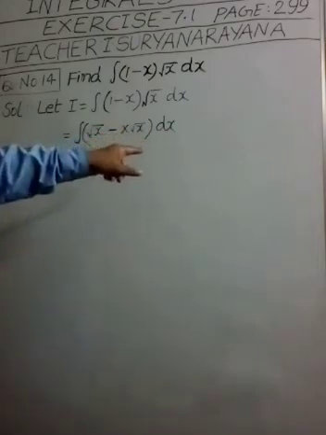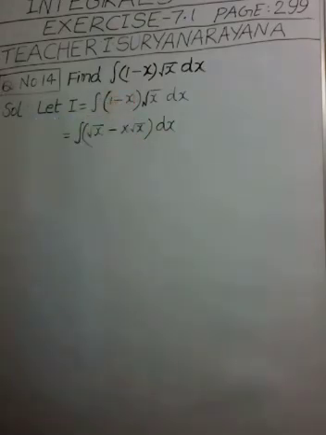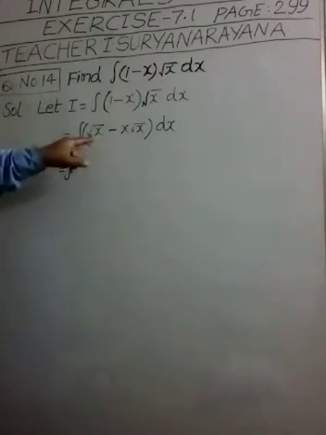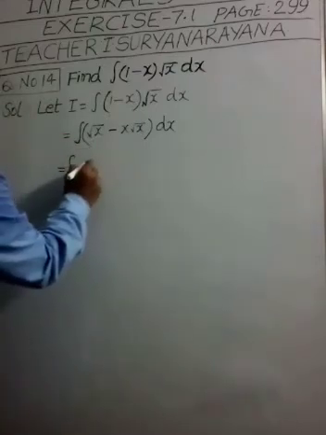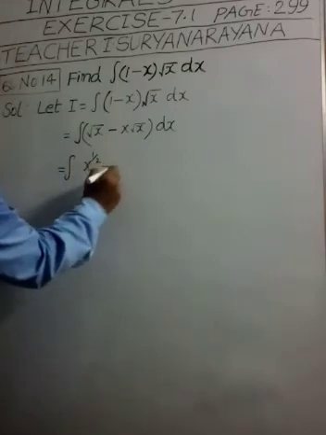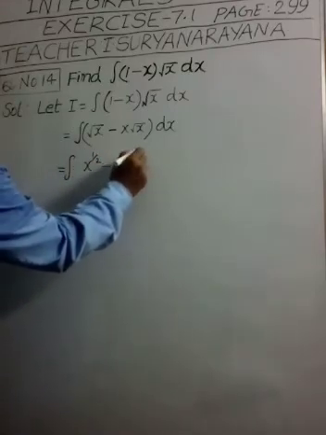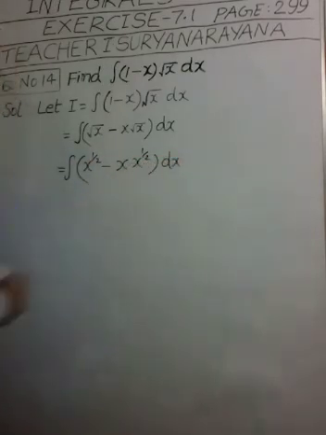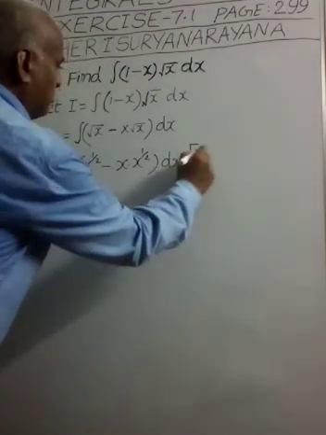Understood this first step, my children? By using the distributive property, we wrote this function. This is equal to, root x can be written as x power 1 by 2. So x power 1 by 2 minus x into x power 1 by 2. Understood this step, my children?